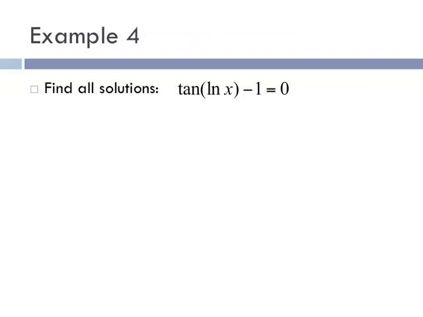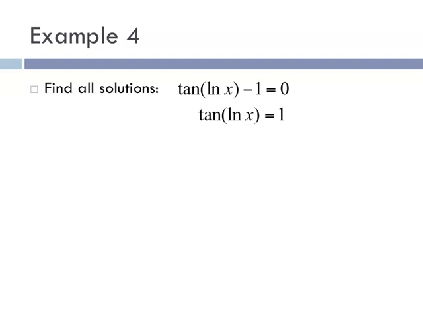So example 4 says, find all solutions. Tangent of ln of x minus 1 equals 0. Okay, so notice how in this case we have another function in there, ln of x, but notice how that's inside of the trig function. Since it's inside the trig function, let's still try to isolate the trig function on its own first. So tangent of ln of x is equal to 1.